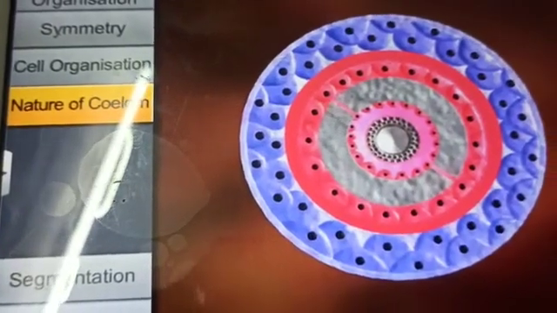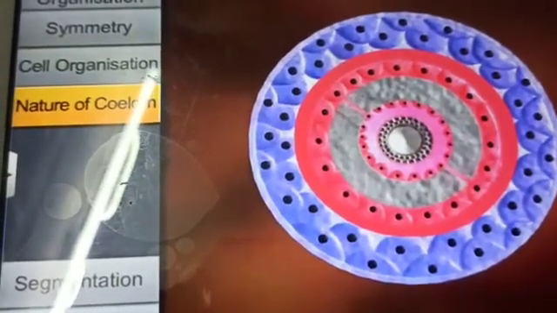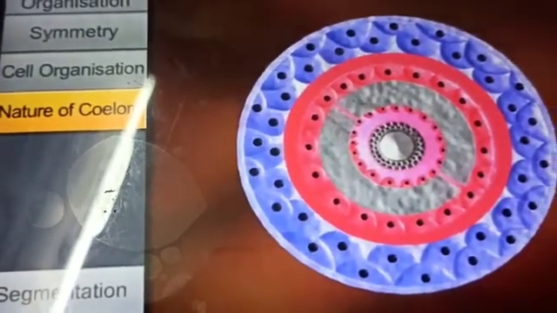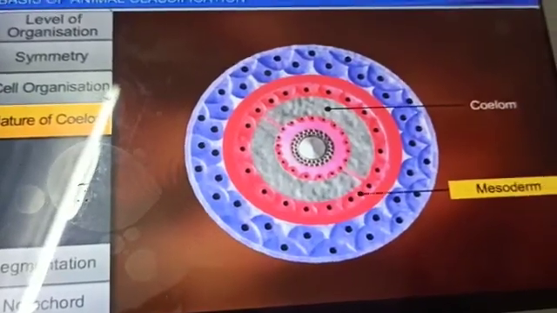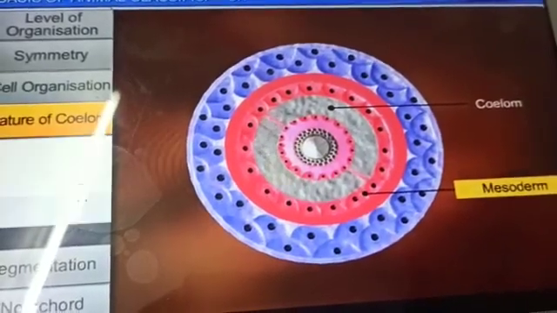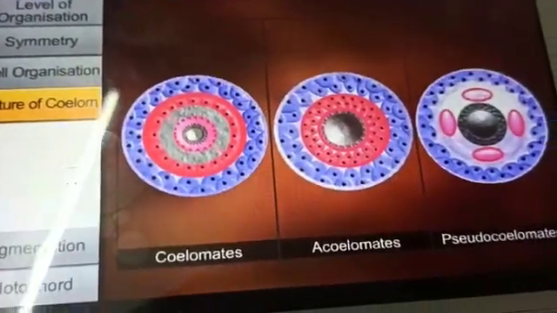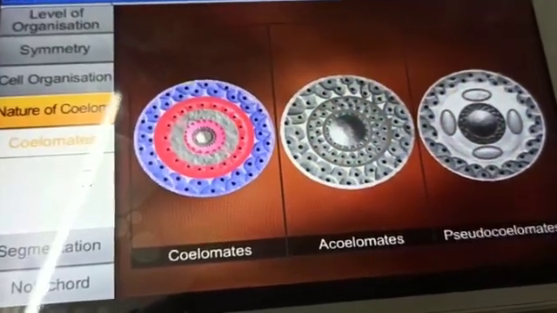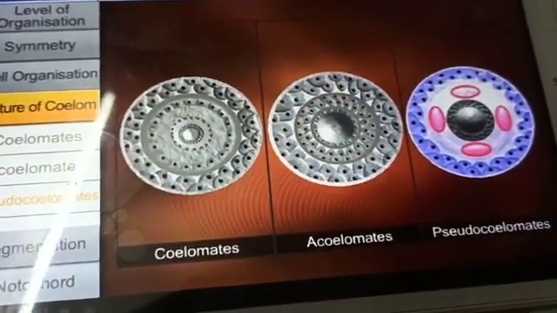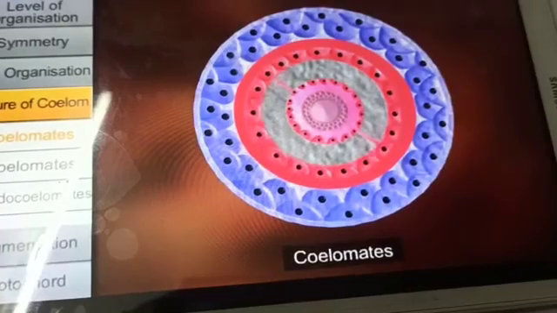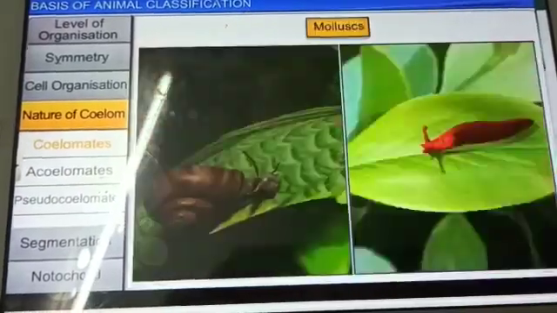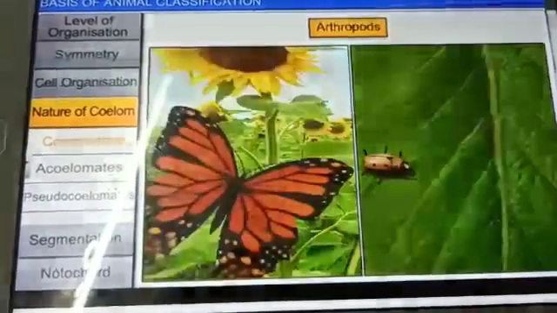Based on the nature of coelom, there are three types: acoelomates, pseudocoelomates and eucoelomates. So this is the coelom, the body cavity. See the mesoderm. Next, there are three types: coelomates, acoelomates and pseudocoelomates. See, in the pseudocoelomates, mesodermal pouches. See the coelomates. These are all the examples for coelomates.